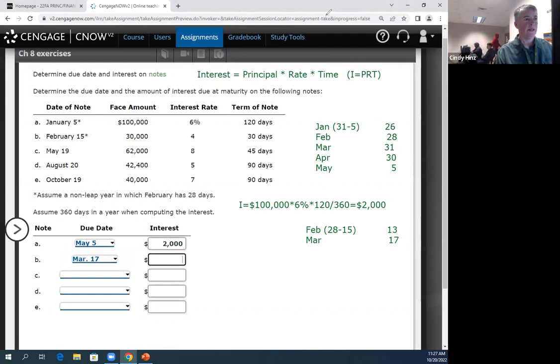And then we can calculate the interest using that same simple interest formula. When we get to Chapter 11, we'll be looking at how to calculate compound interest, where you add the interest to the principal and then the next month you earn interest or pay interest on the original principal plus the interest from the previous periods.